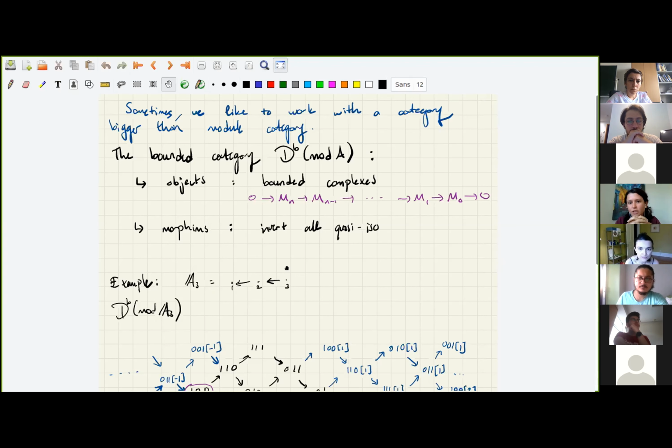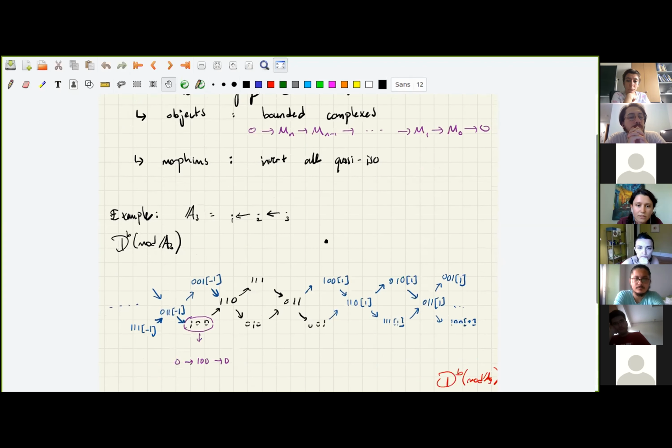Our objects in this category are bounded complexes of modules, as depicted here, and for morphisms, we want to invert all quasi-isomorphisms. What I mean by this is, if we have two complexes and a morphism between them, and their homologies are isomorphic, induced by this morphism, then we call it a quasi-isomorphism, and we want to identify these two complexes. So we want to invert all quasi-isomorphisms. These are the morphisms in our category.